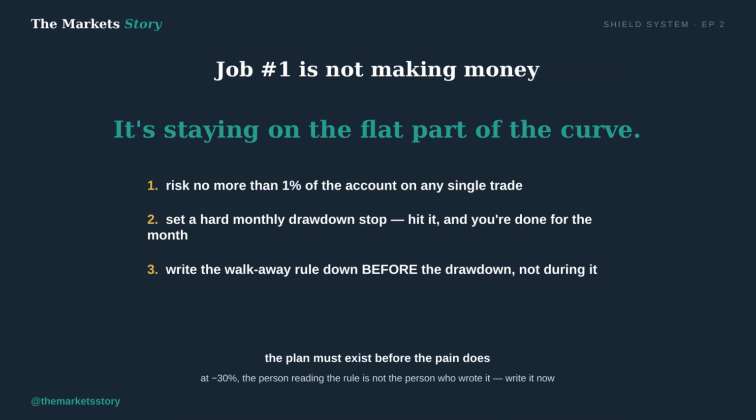So here's the whole episode as a job description. Your first job is not making money. It's staying on the flat part of the curve. Three rules. One: never more than 1% on a single trade. Two: a hard monthly drawdown stop. Hit it, and you're done until next month. Three, and this is the one that saves accounts: write the walkaway rule down before the drawdown. Because at -30, the person reading that rule will not be the person who wrote it.